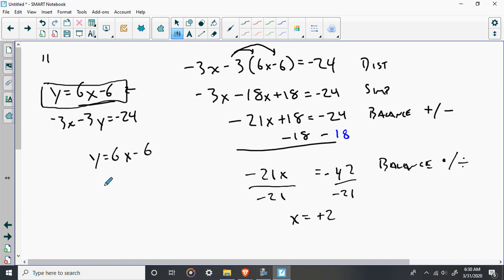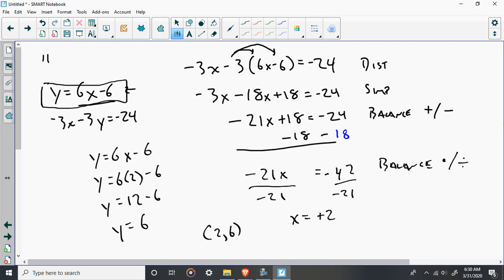Okay. Again, what are we going to do? We're going to plug that 2 in this time, not negative 2. We're going to plug in 2. 6 times 2 minus 6. Well, 6 times 2 is 12. 12 minus 6 is 6. Okay. So don't make that mistake. Right? And your final answer should be 2, 6.